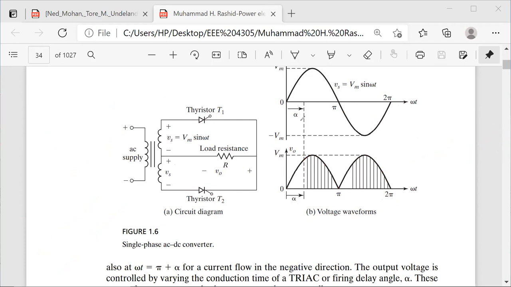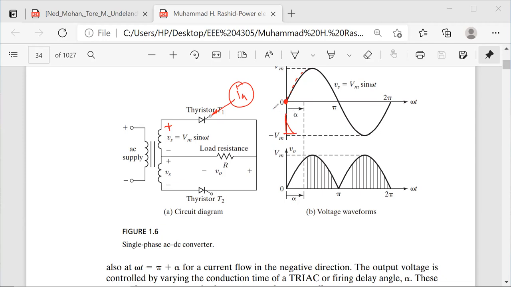Yes. So the gate pulse must be synchronized with the supply voltage. You are correct. You must know where you are. If you apply the gate pulse here, suppose you are giving the gate pulse here, then what will happen?